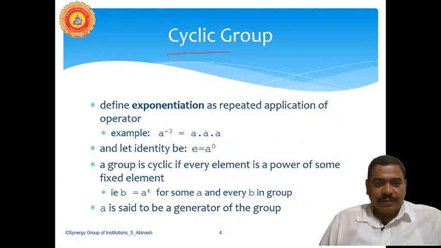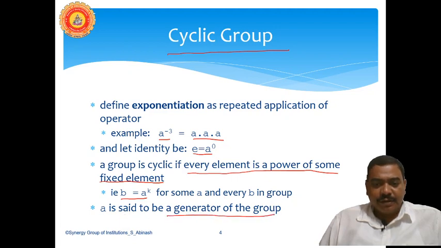Then a cyclic group. Define exponentiation as a repeated application of the operator. Let's say a to the power 3 is a into a into a, and let the identity E be equal to a to the power 0. A group is cyclic if every element is a power of some fixed element. That means B is equal to a to the power k for some a and every B in the group. Then a is said to be a generator of the group.